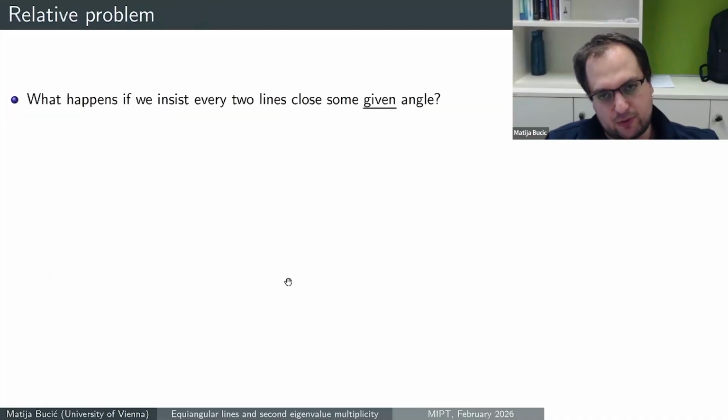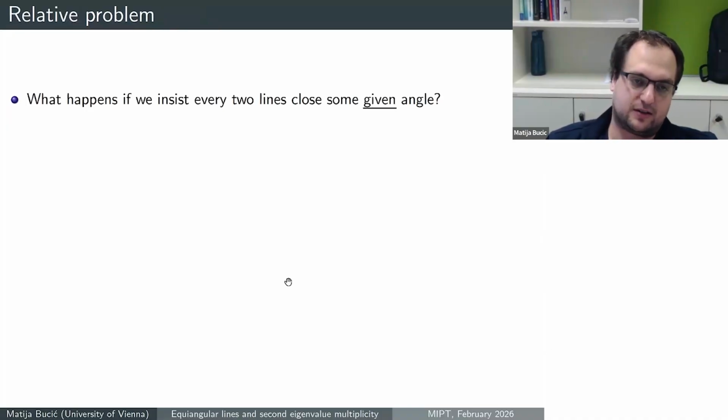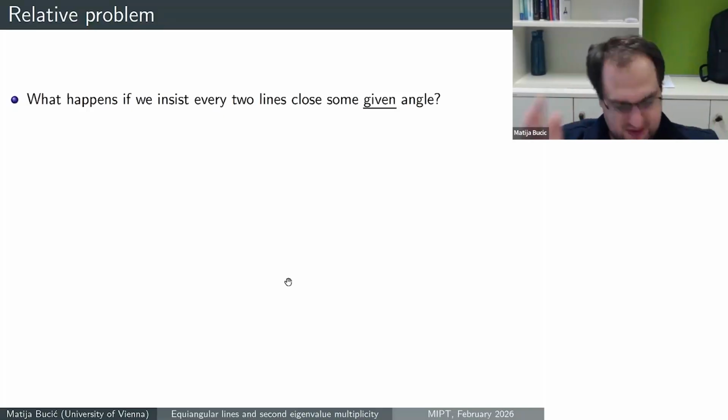So what I want to talk about today is a question which became central in the area starting from the 70s, which is sometimes referred to as the relative problem. The only difference to the previous one is that now you're not free to choose your favorite angle. Someone else comes and tells you you are forced to use 60 degrees when you're building your lines.